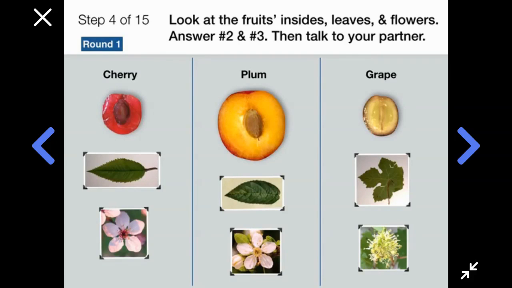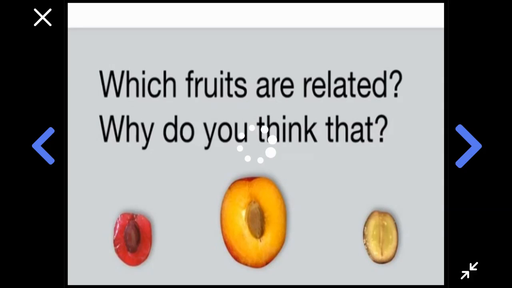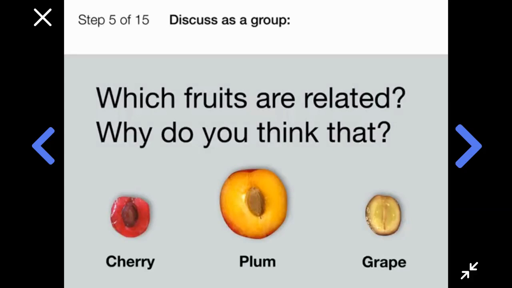Now look at the fruit's insides, leaves, and flowers. Answer number 2 and number 3. Then talk to your partner. Do you and your partner agree on which 2 are related? You're looking for the 2 with the most traits in common. Discuss as a group.